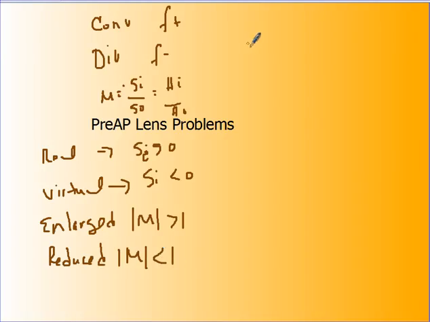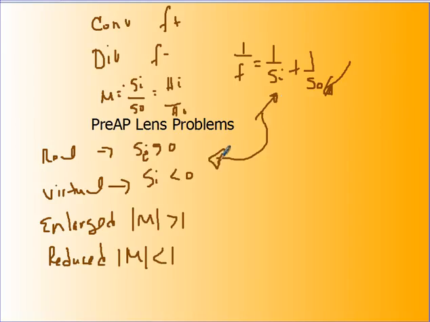We only really have one formula, and that's 1 over the focus is 1 over the image distance plus 1 over your object distance. Remember, your object distance is always positive. Your image distance can be positive or negative, and that, of course, determines whether you have a real or virtual image.